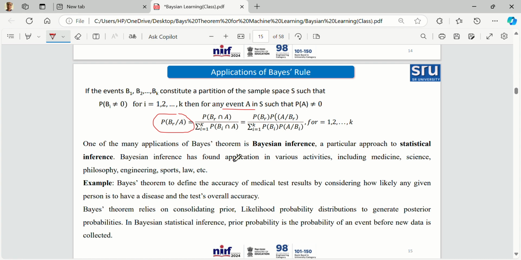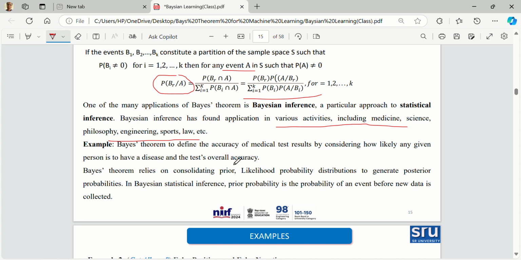And this type of application is most important in many cases. For example, in medicine, science, philosophy, engineering, sports, law, everywhere the Bayesian inference rule is applied, and this is also called statistical inference. And this total probability is generally used for the medical test, where you can find the overall accuracy for a particular disease.